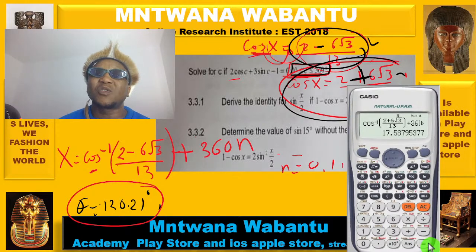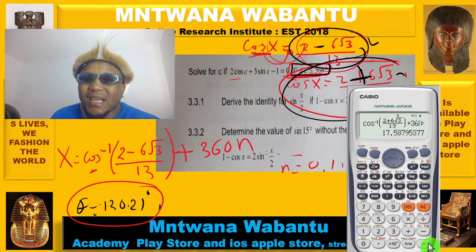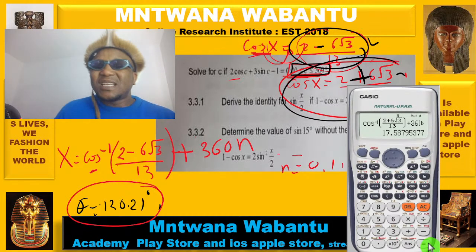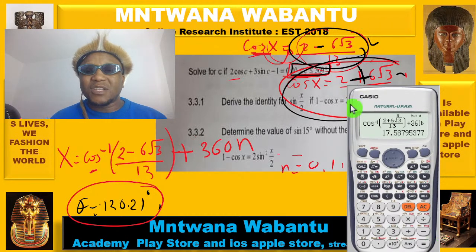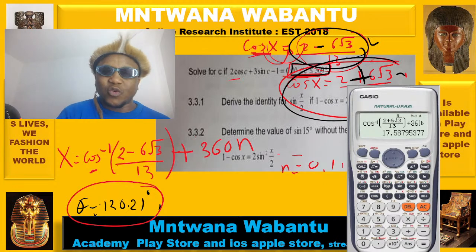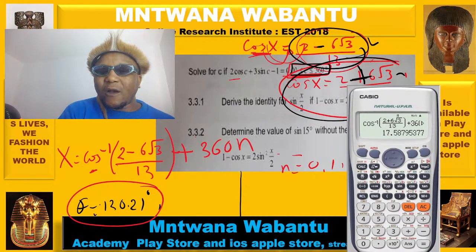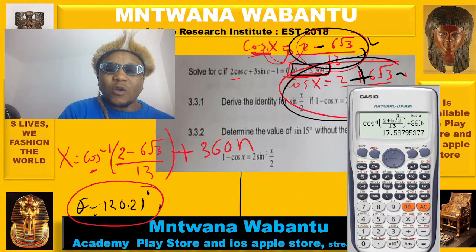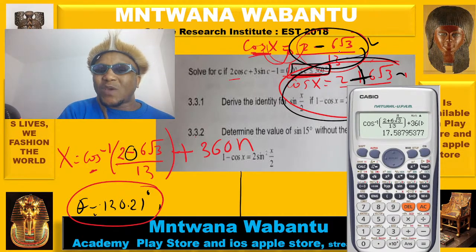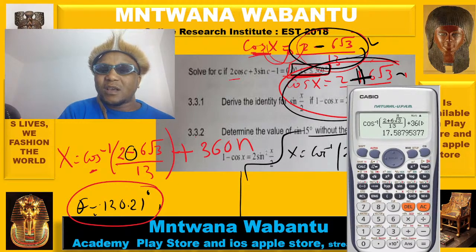17. Do we need 17? Yes, because 17 lies between 0 and 360. So do we need that? Yes. Remember, this one we did for the negative, but in a cos we had a negative and positive. So now I'm going to do the same process but for positive, which is going to be x equal to cos inverse of 2 plus 60, 3 over 13. My apologies, over 13.